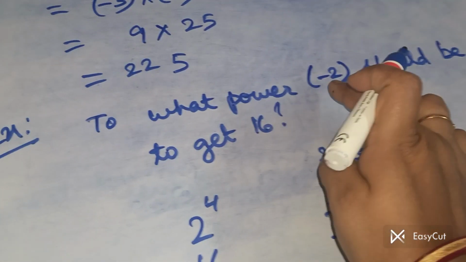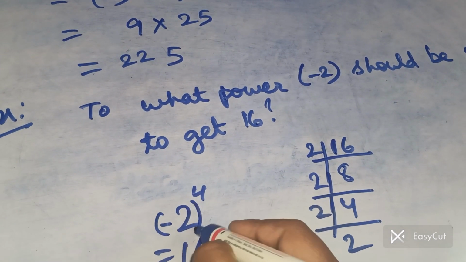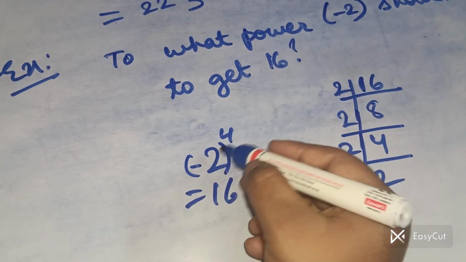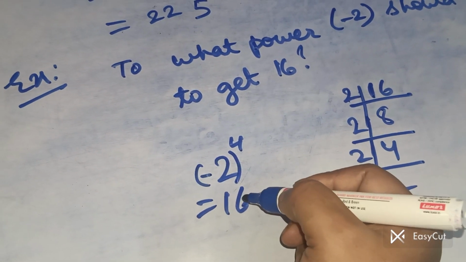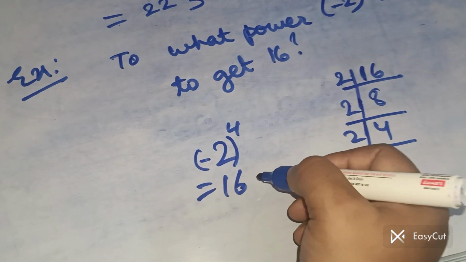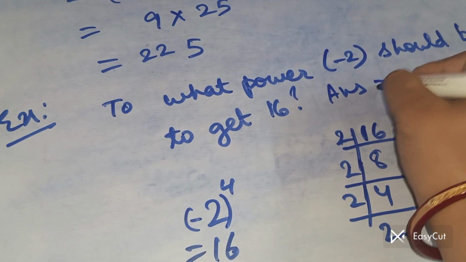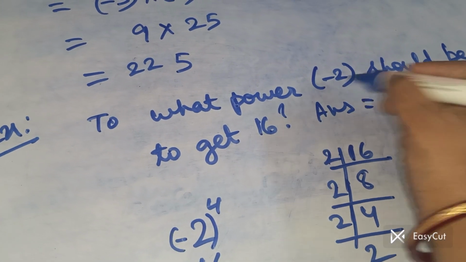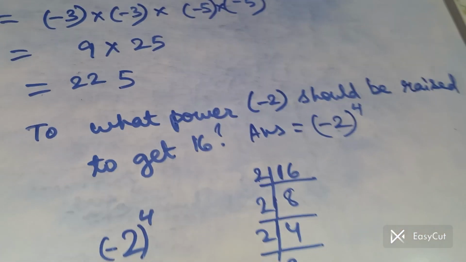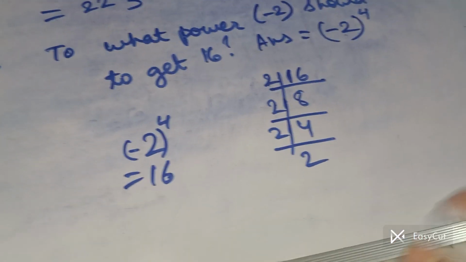But here it is said minus 2. So if we put minus 2 here also, does it matter? No, because minus multiplied 4 times will become positive 16 only. So minus 2 to the power 4 is 16. So what will be the answer? The answer here is minus 2 to the power 4. It should be raised to the power 4 to get 16.